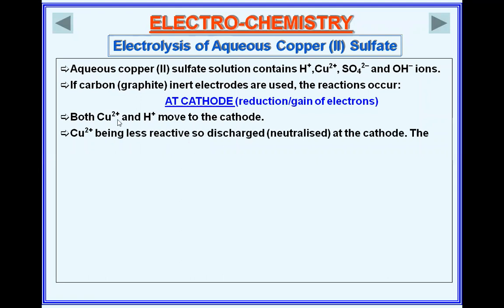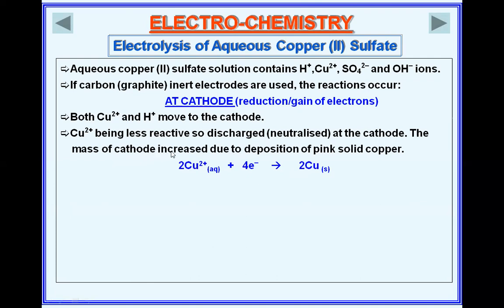We know that copper ions are less reactive than hydrogen because copper is present in the reactivity series below hydrogen. So the reactivity decreases down the series, and hydrogen is a little bit more reactive than copper. So hydrogen cannot accept electrons, but copper accepts electrons easily.